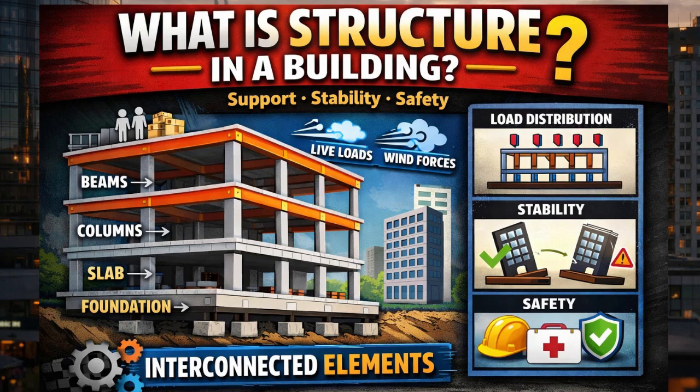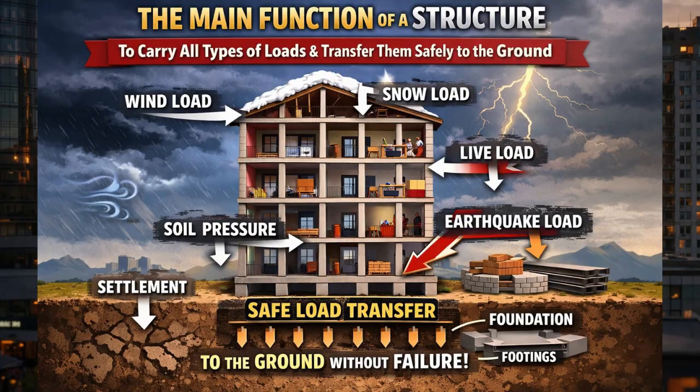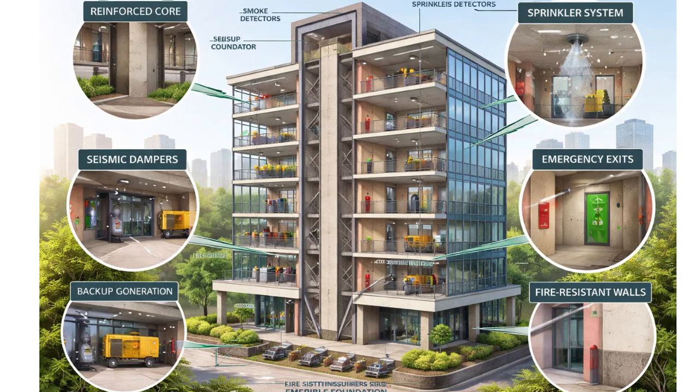A structure in a building is a system of interconnected elements that work together to support loads and ensure safety and stability. It is the part of the building that carries the entire weight and keeps the building standing safely. The main function of a structure is to carry all types of loads acting on the building and transfer them safely to the ground without failure. These loads include the weight of the building itself, people, furniture, equipment, and natural forces like wind and earthquakes. Without a proper structure, a building cannot remain safe or stable. That is why structure is often called the backbone of a building.